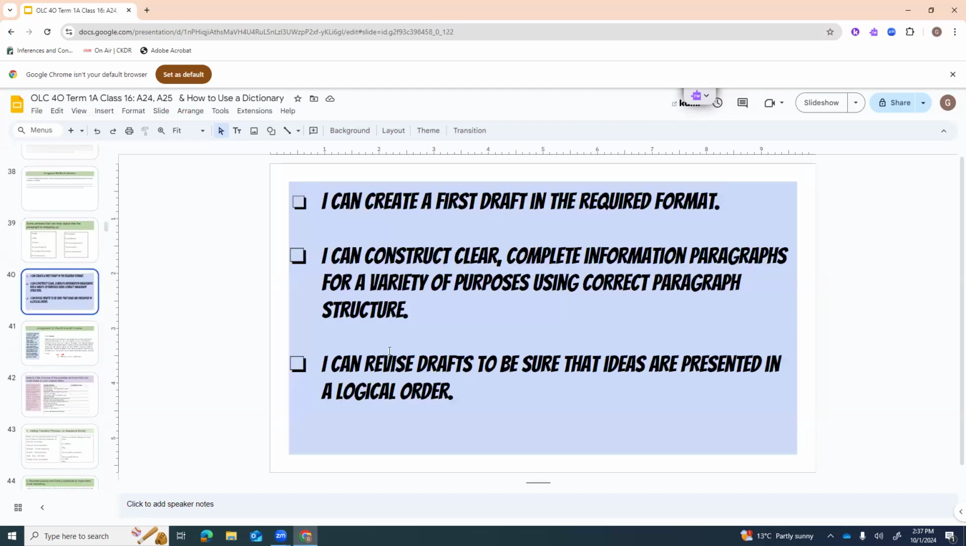All right, next we're looking at: I can create a first draft in the required format. I can construct clear, complete information paragraphs for a variety of purposes using correct paragraph structure. I can revise drafts to be sure that ideas are presented in a logical order.